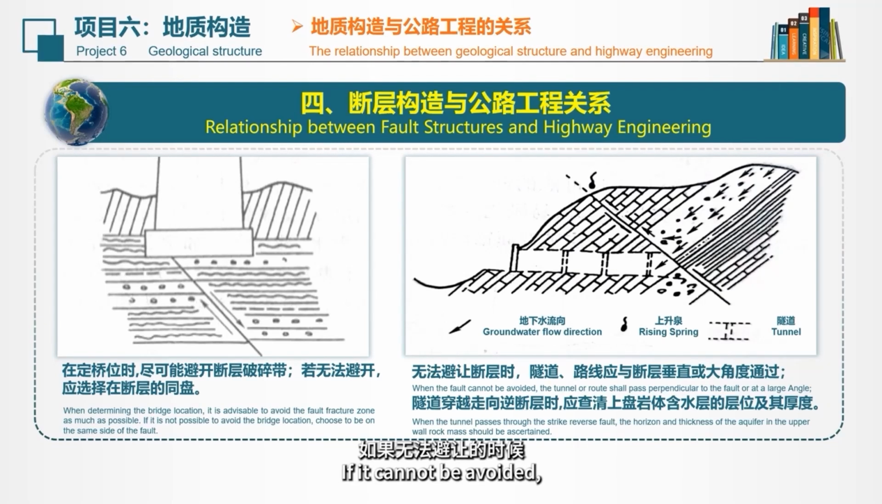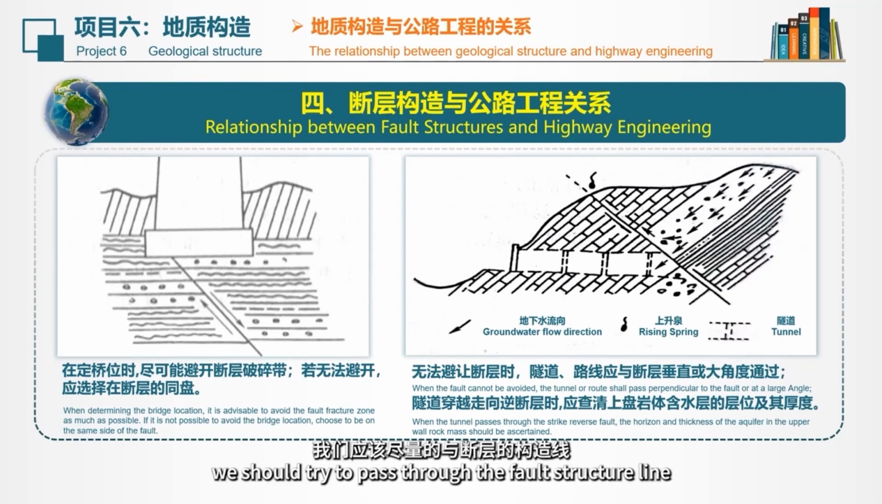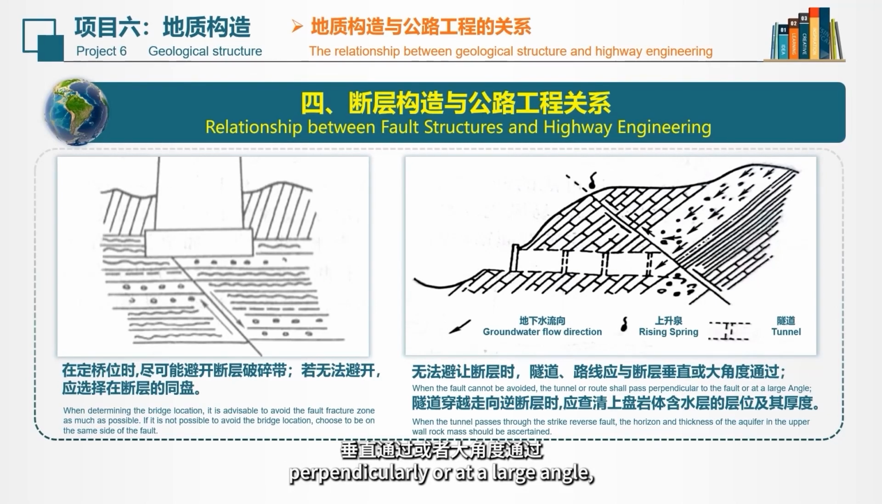If it cannot be avoided, we should try to pass through the fault structure line perpendicularly or at a large angle. Remember to avoid our line passing parallel with the fault structure line. When our tunnel crosses a reverse fault, we should clarify the position and thickness of the aquifer of the upper plate rock body of the fault to prevent flooding phenomena from occurring during tunnel development, posing great hazards to our project.